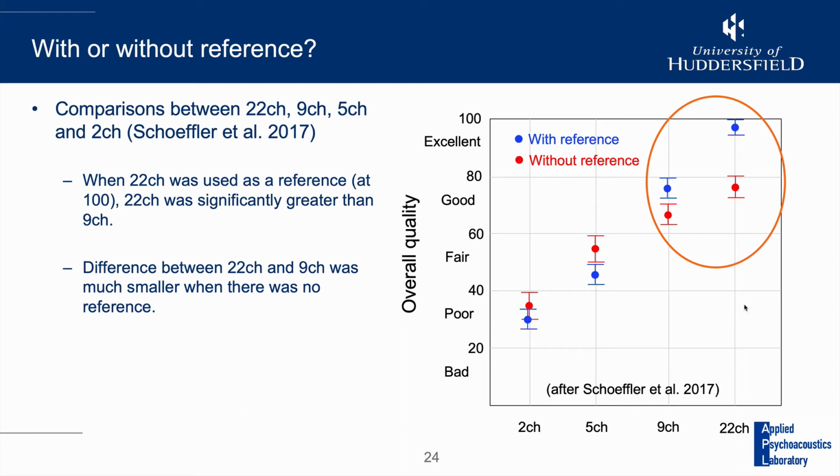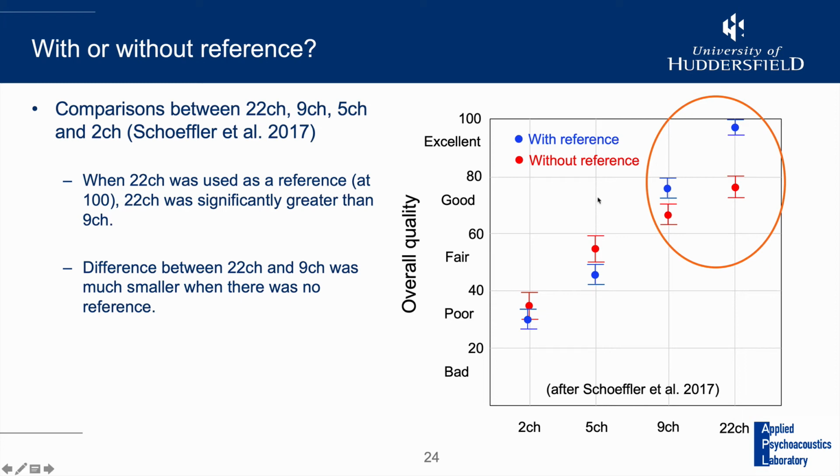There was an interesting study by Scheffler et al. in 2017. They compared the spatial audio systems: 22-channel loudspeaker format, 9-channel speaker format, 5-channel and 2-channel stereo. They did a multiple comparison test to evaluate all these systems in two different ways. So in one test, they included 22-channel as a reference. And in another test, they included 22-channel stimulus just as one of the stimuli within the multiple comparison test.